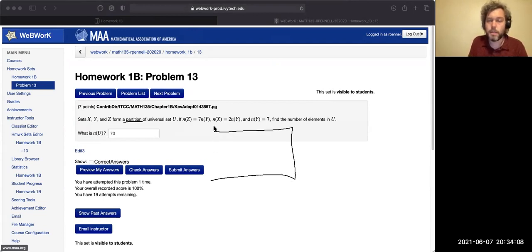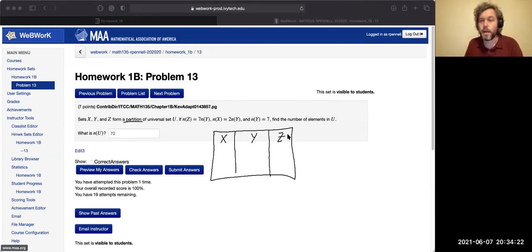So what does a partition mean? It means they have no intersection and there's nothing outside them. So I can draw a little picture here and I can say I have X, Y, Z. So I can write X, Y, and Z here. Okay? And there's nothing outside them. And there's no intersection. Okay? They told me that Y equals 7. They said Y equals 7, so I'll just write a 7 there.